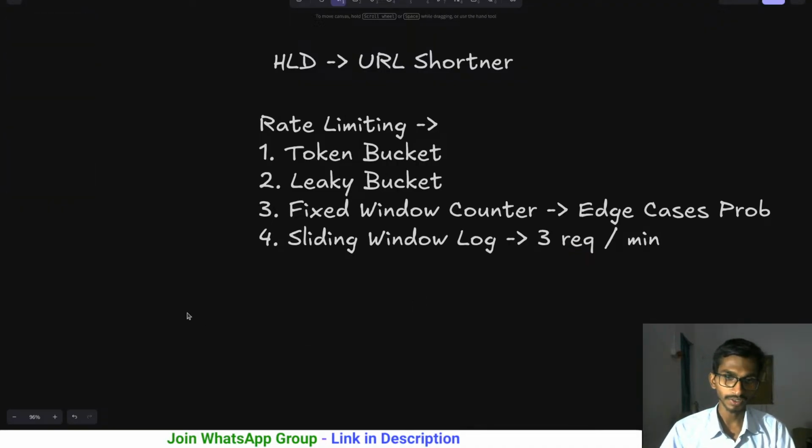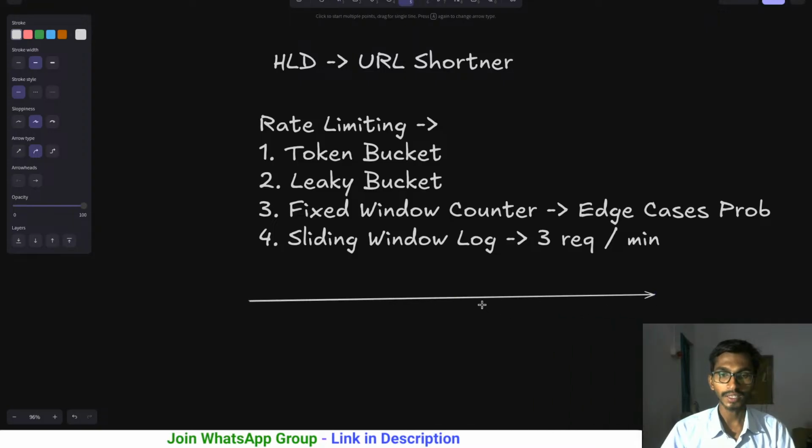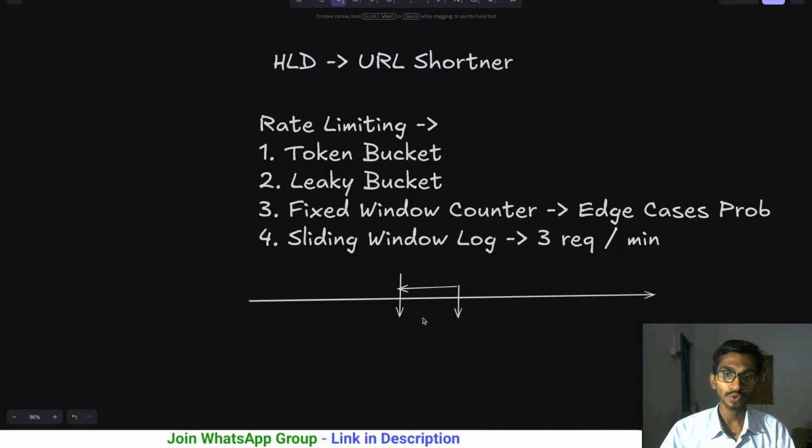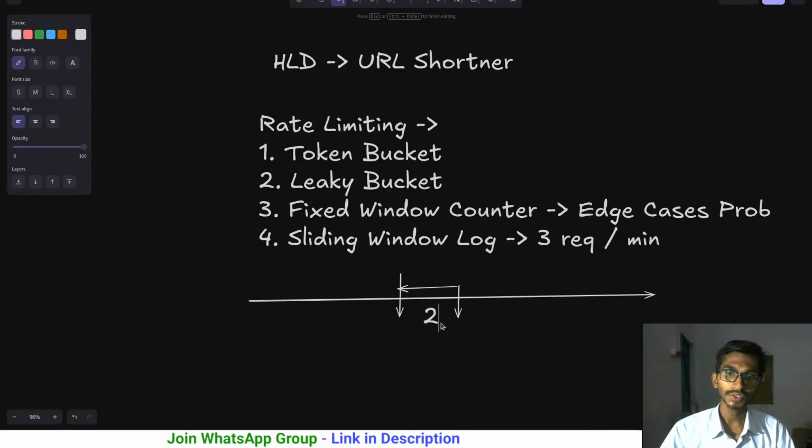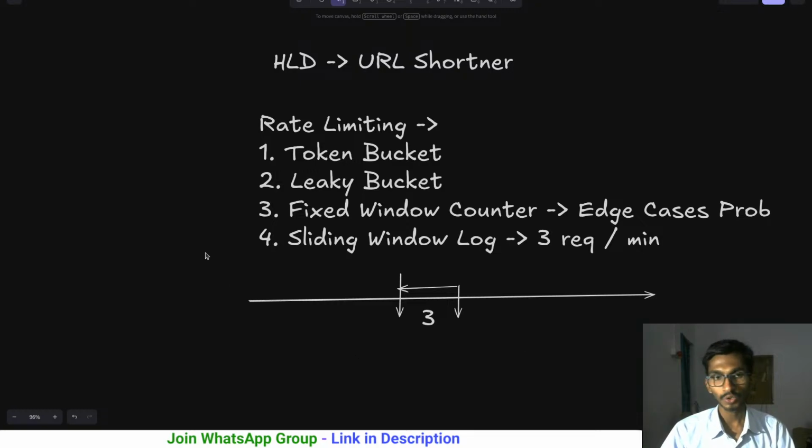Let me even draw this, that would be better. So this is the timeline that you have. This is where you got a request. From here, you will be checking 1 minute back. Suppose this is the 1 minute window. So till here you will be checking how many requests you got. If the count is 2, that is still less than 3, so the new request will be accepted. If the count is already 3, the request will not be accepted, and that simply means your request is going to be dropped.